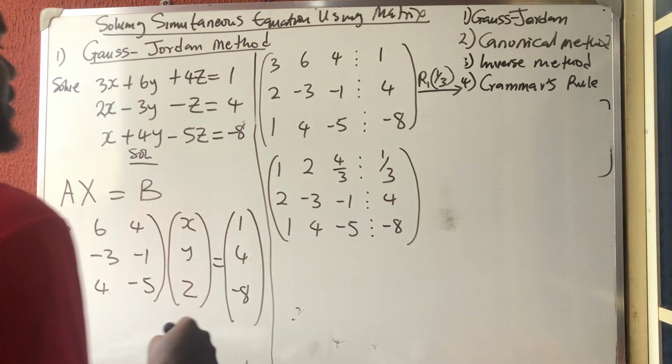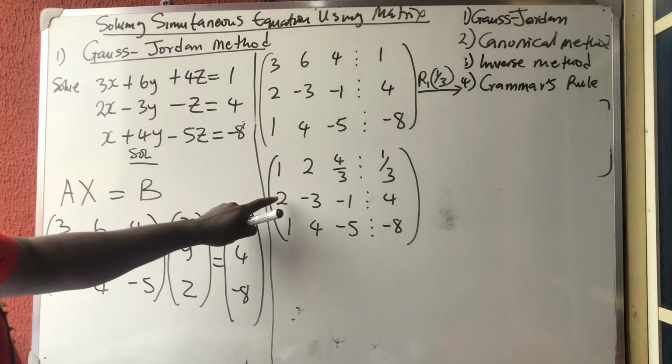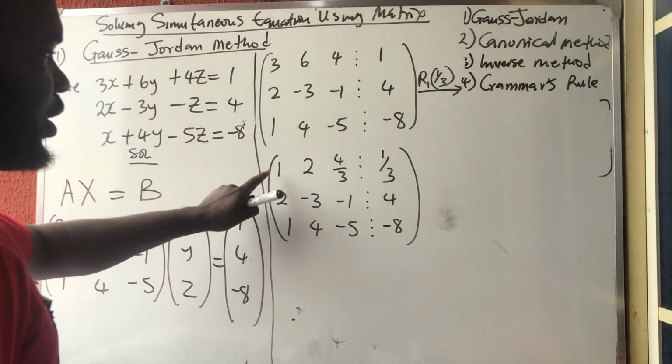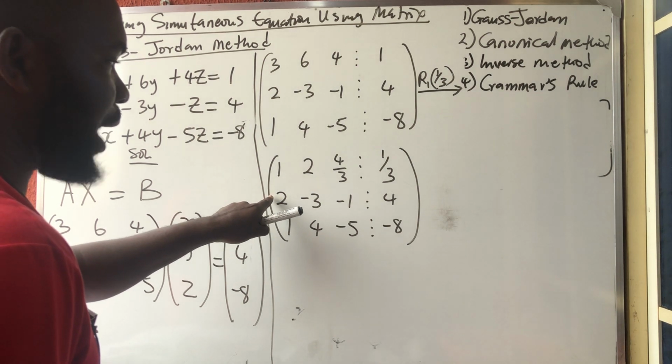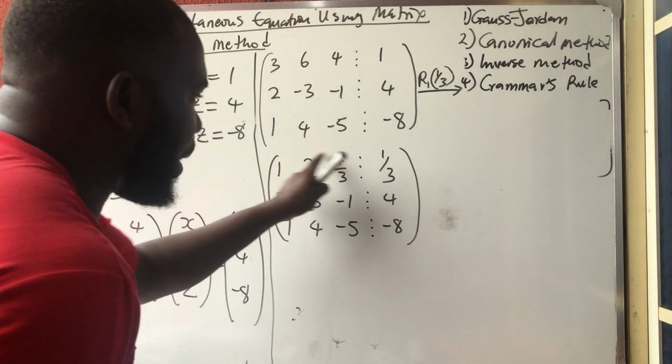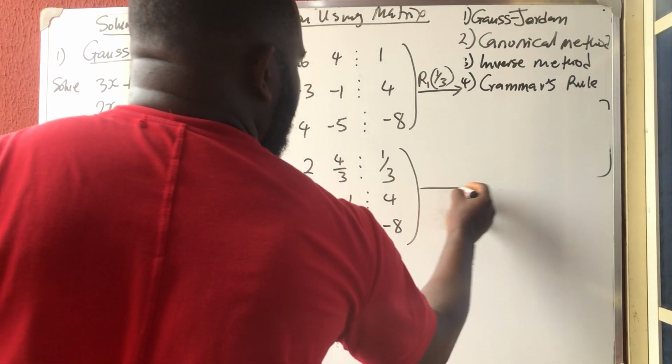Okay? Now the next thing to do, once you have made it 1, everything under it will be 0. So how do you make this one 0? You make it 0 by multiplying this row by minus 2, and then adding it to this place. Then multiply this row by minus 1 and add it to this place. Then everything here will be 0. So we are going to say that what?